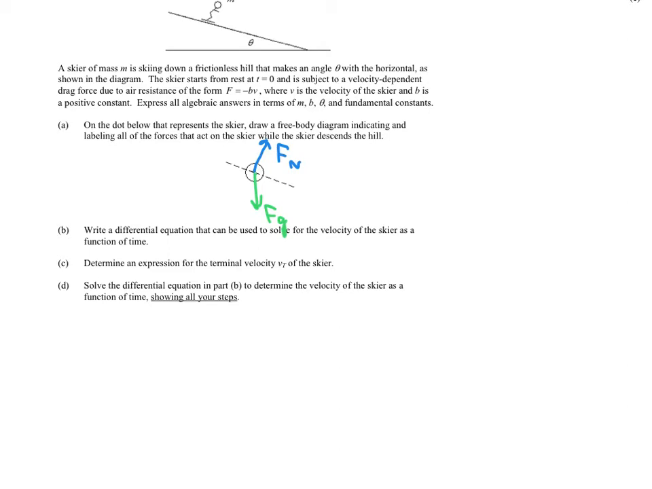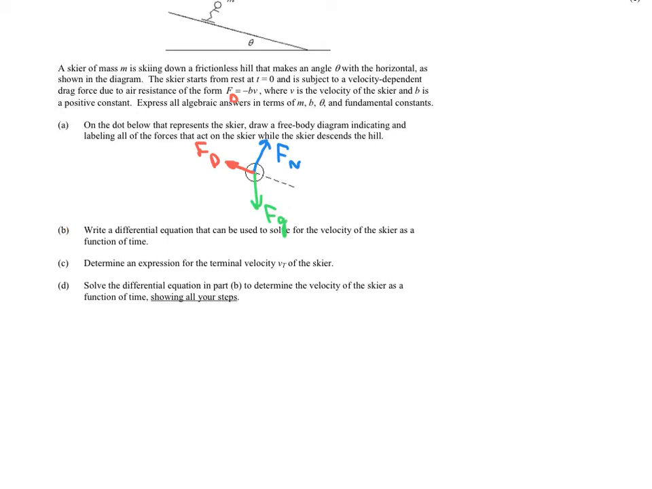And then finally, also in contact with the skier is the air, which exerts a drag force back this way, which I'm going to call F sub d. And we know that that's going to be b times v. And notice here it's going to be a magnitude of b times v, the minus sign having been used to indicate direction. There's nothing else in contact with the skier, they're not being towed or anything, so that would be it for part A.